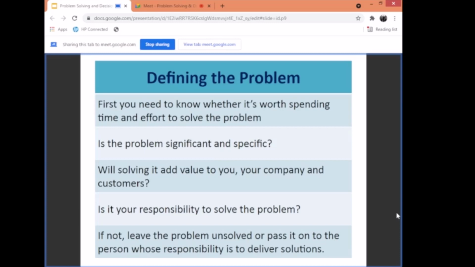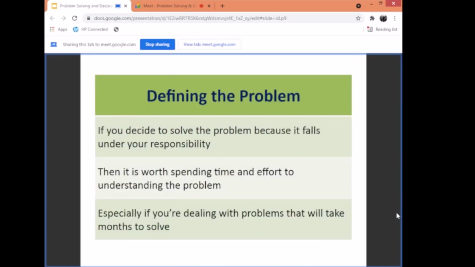Is it your responsibility to solve the problem? It should be. Otherwise, you're not solving the problem. If not, leave the problem unsolved or pass it on to the person whose responsibility is to deliver solutions. If you decide to solve the problem because it falls under your responsibility, then it is worth spending time and effort to understand the problem. You need to spend more time and effort. If you're adding value, it's worthwhile. You're adding more value.